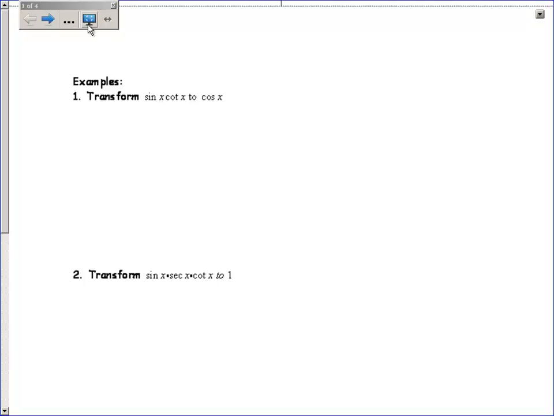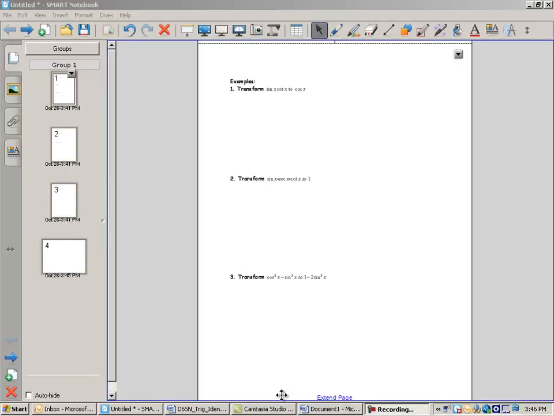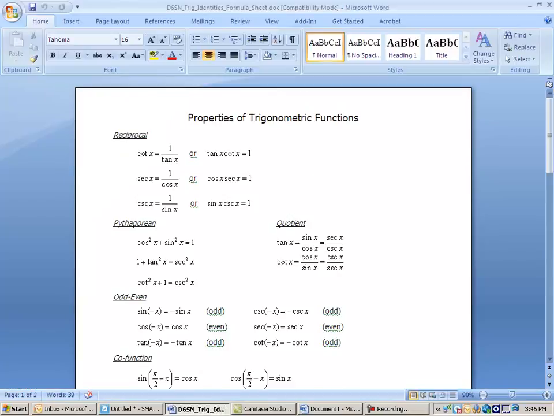Well, hello again. We're going to start a new unit, and this unit is Trig Identities and Proofs. Yes, proofs, yay! First of all, I want you to go download a file off of Edline. It's on your assignments page, and it's called your Properties of Trigonometric Functions Formula Sheet. We are going to be using that formula sheet the next couple of weeks.